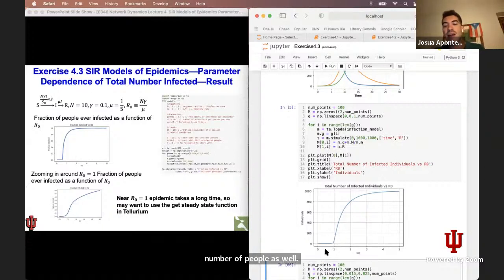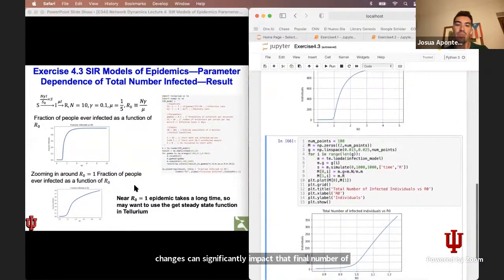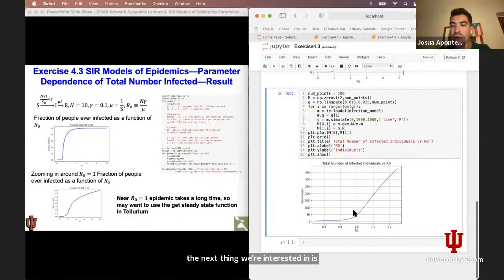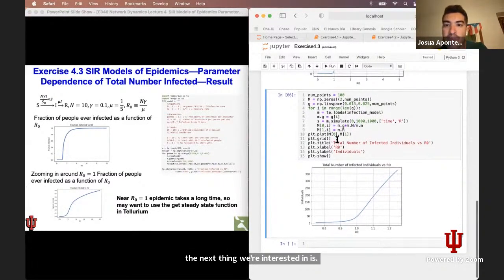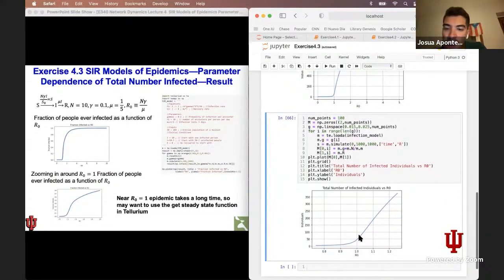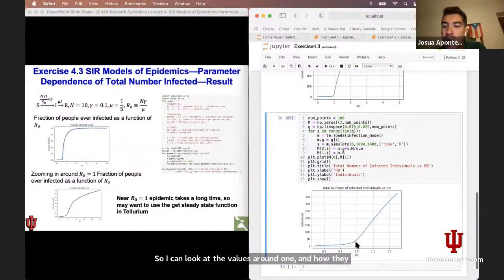But yeah, so around this one R naught value, even small changes can significantly impact the final number of infected individuals that we get in the population. The next thing we're interested in is... well, yeah, that's what we did. I zoomed in so I can look at the values around 1 and how they increase very rapidly between 1.1 and 1.2.